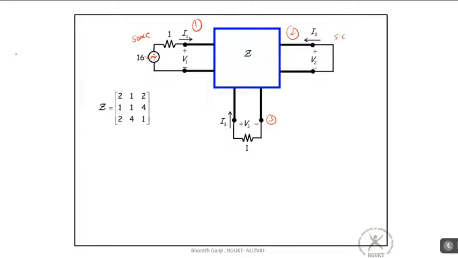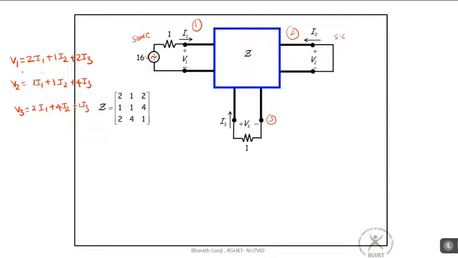So I can say voltage V1 is nothing but 2 times I1 plus 1 times I2 plus 2 times I3. In the same way, V2 can be written as 1 times I1 plus 1 times I2 plus 4 times I3. In the same way, V3 can be written as 2 times I1 plus 4 times I2 plus 1 times I3. So this is the relationship we have with respect to the voltages and currents.